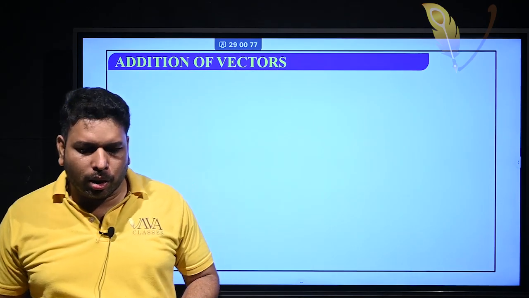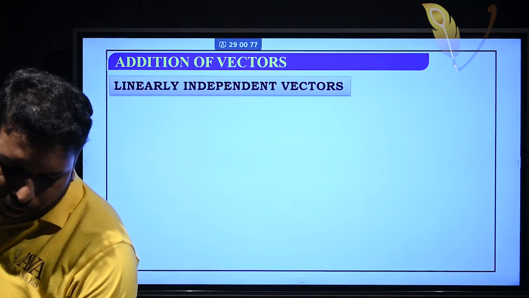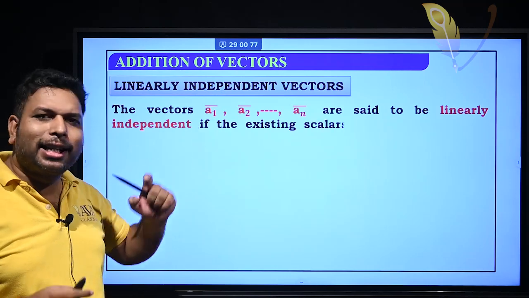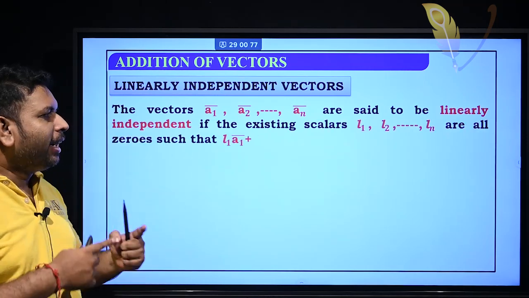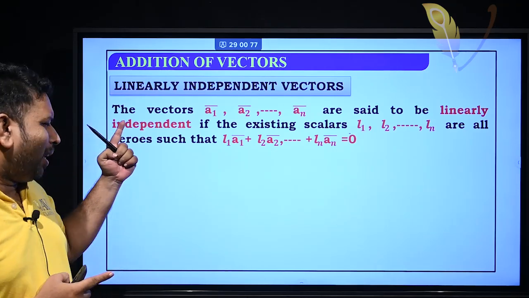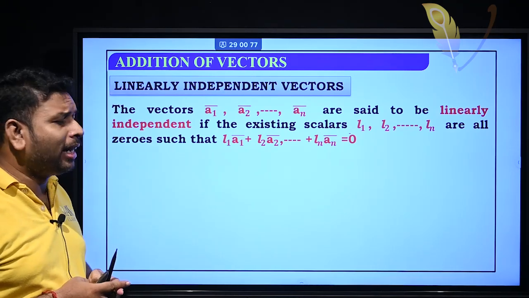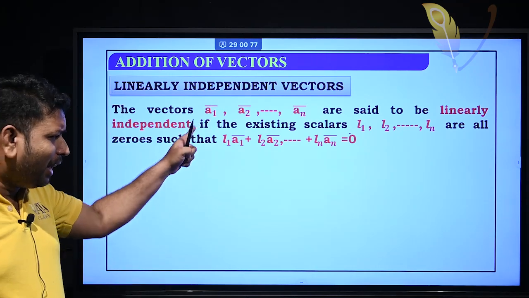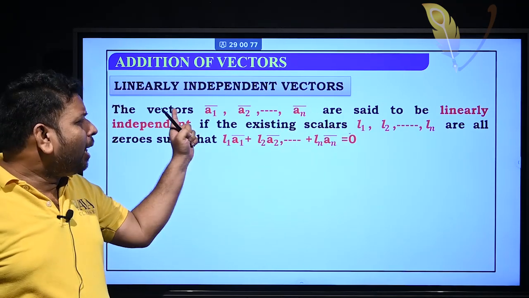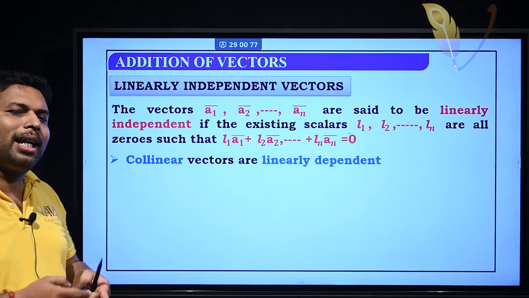Hello my dear students, now we'll discuss linearly independent vectors. The vectors a1, a2 up to an are said to be linearly independent if the only scalars L1, L2, Ln such that L1 a1 plus L2 a2 plus Ln an equal to 0 are all zeros. If this sum equal to 0 implies all L1, L2, Ln are 0, then a1, a2, an are said to be LI.